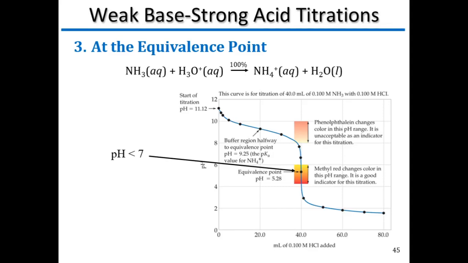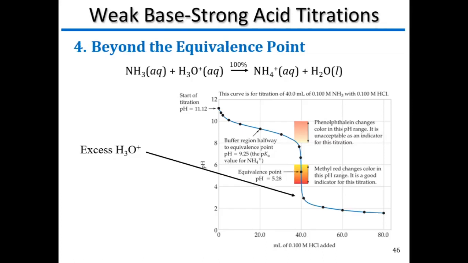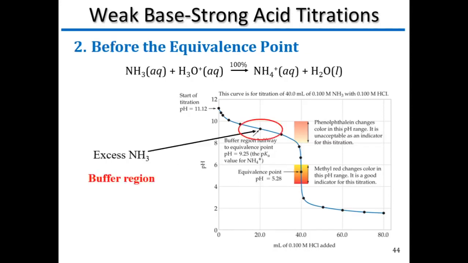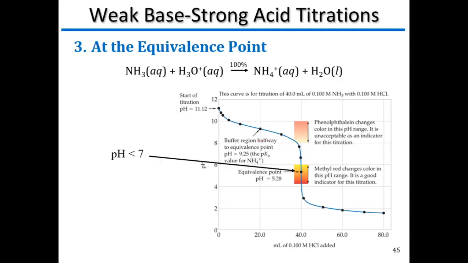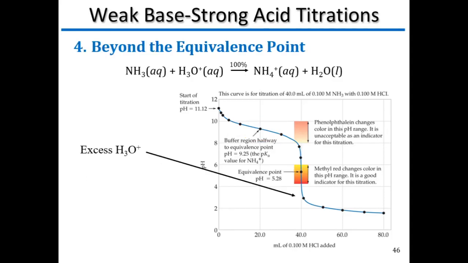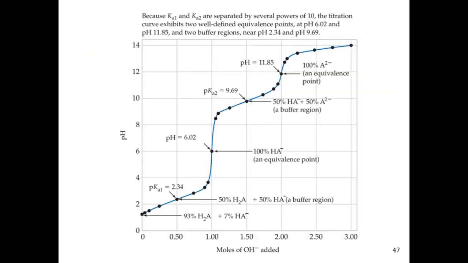So if it's a strong acid and strong base, we would have an equivalence point of 7. But in this case, we have a weak base, so we have a pH somewhat below 7. Remember, in this case, our strong acid is going to overtake our base, essentially. So we still have a point where we have excess. In this case, we're dealing with ammonia, so at some point we have excess ammonia. Then we have our buffer region. Then we have a point where our acid completely overtakes our base.